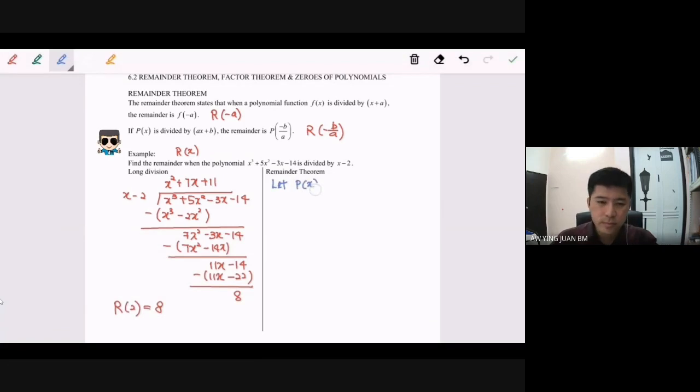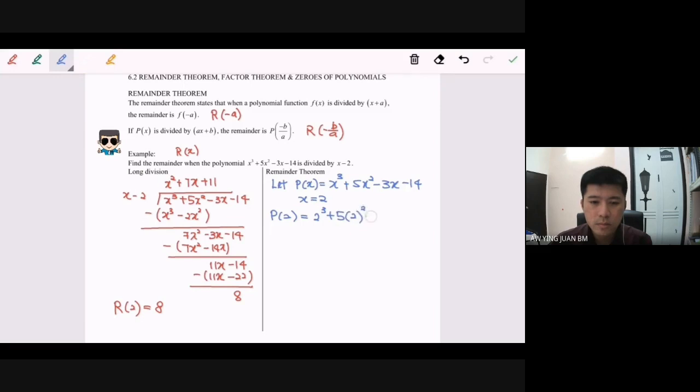As p(x), so x cubed plus 5x squared minus 3x minus 14. So the remainder theorem, we are going to substitute x is equal to 2 into the function. So we will have p(2) will be equals to 2 to the power of 3 plus 5 times 2 to the power of 2 minus 3 multiplied with 2 minus 14.